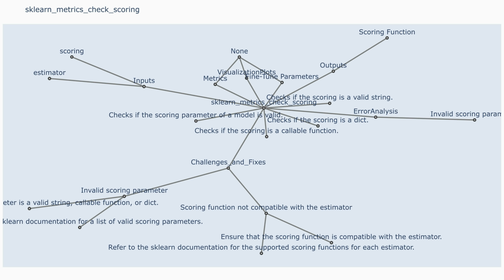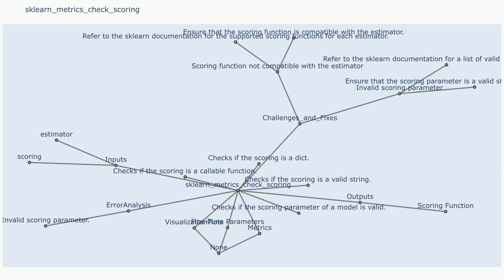sklearn.metrics.check_scoring. Description. The check_scoring function in scikit-learn (sklearn) is a utility function that ensures the scoring parameter used in various model evaluation functions is valid. It helps in standardizing the way scoring metrics are handled, preventing errors and ensuring consistent behavior across different functions.